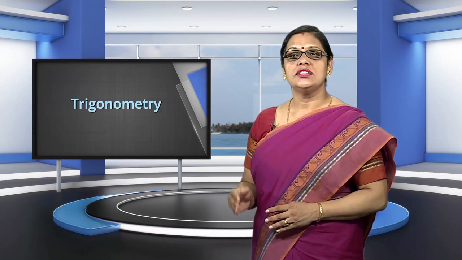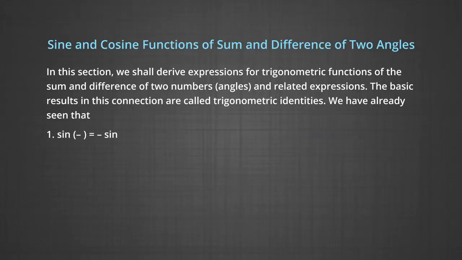Friends, in this module, we will derive the identities based on sum and difference of angles of trigonometric functions and use them in deriving some identities based on them. We will first prove the identity cos of x plus y is equal to cos x cos y minus sin x sin y. Using this, we will derive other formulae relating sum and difference of two angles. Sine and cosine functions of sum and difference of two angles.